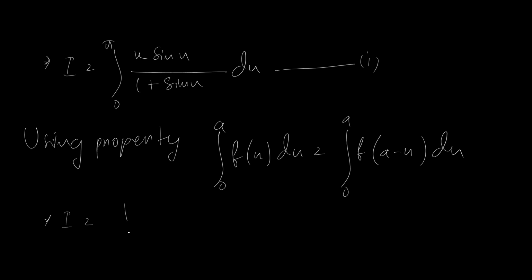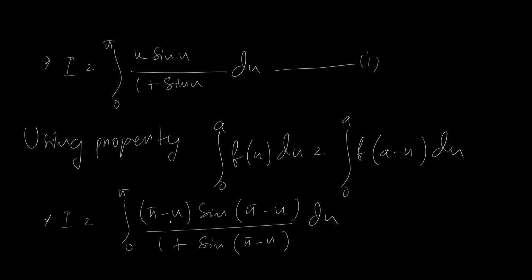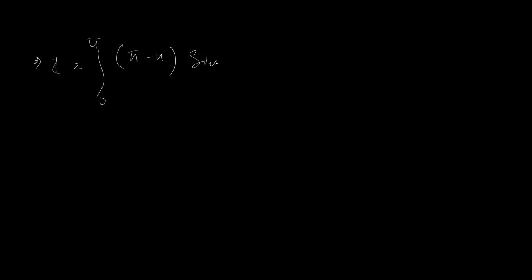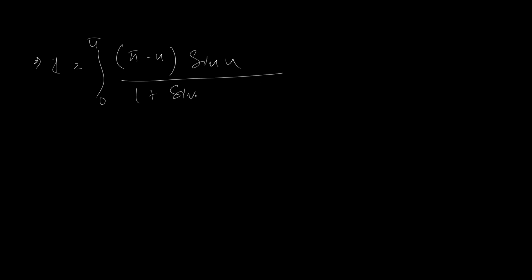So I will get I is equal to the integral from 0 to pi of (pi minus x) sin(pi minus x) by 1 plus sin(pi minus x) dx. Since sin(pi minus x) is sin x, I get I is equal to the integral from 0 to pi of (pi minus x) sin x by 1 plus sin x dx. I will take this as equation 2.